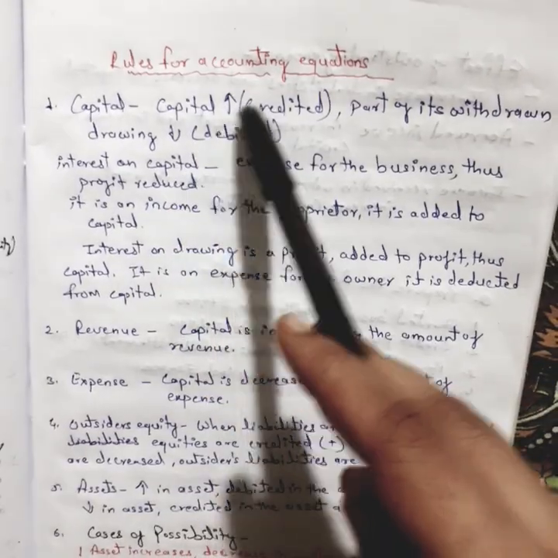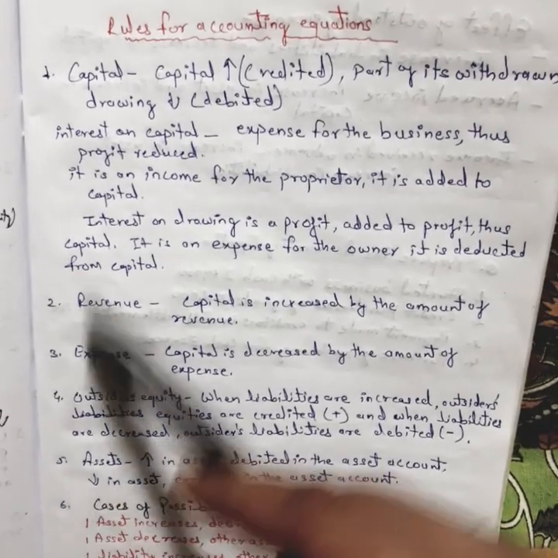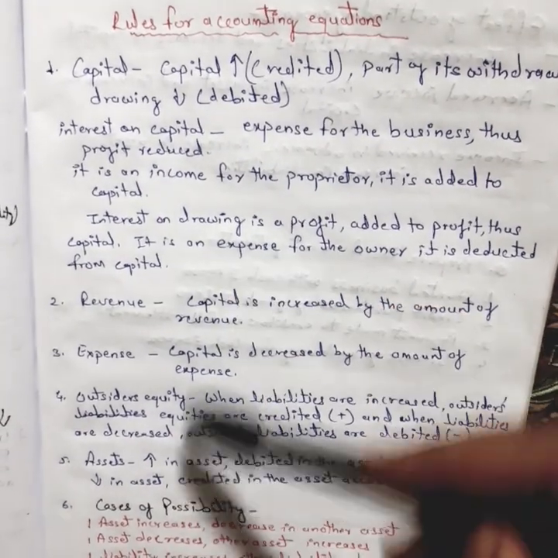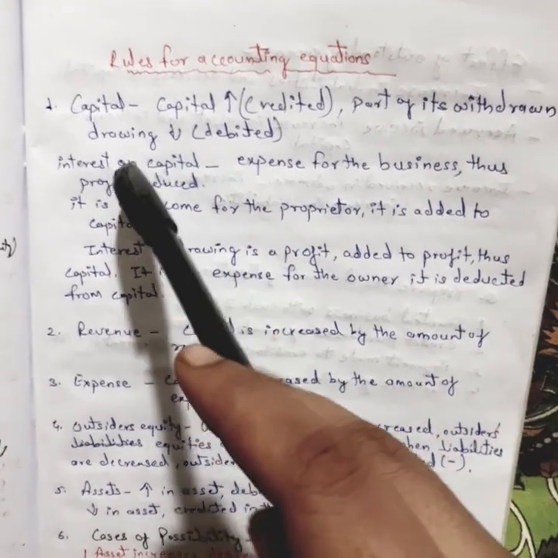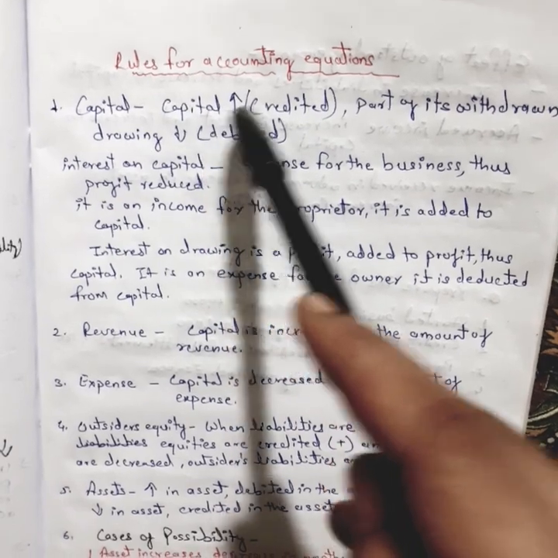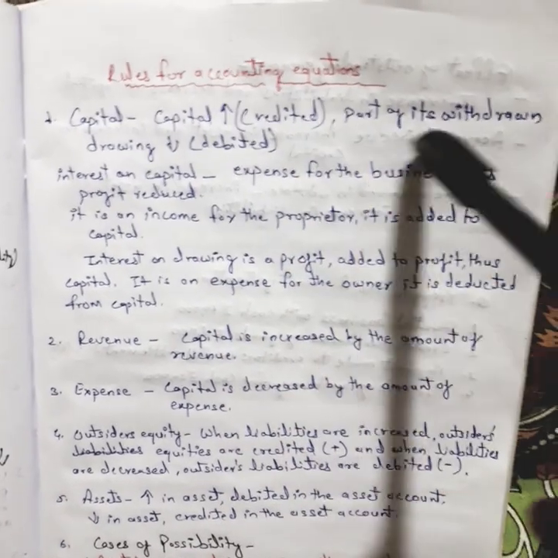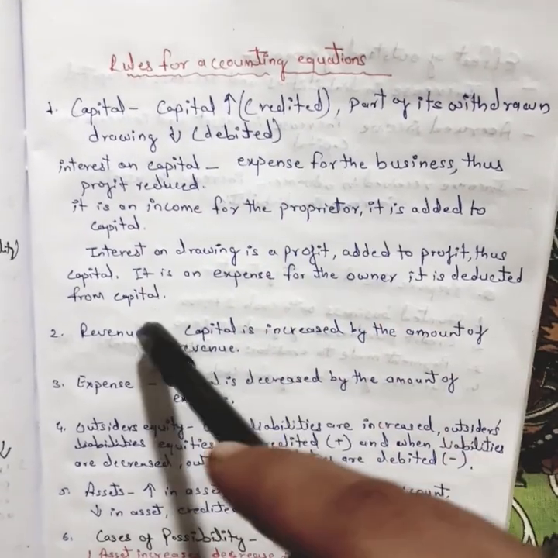Let's look into the rules for accounting equations. Certain points are given, which I have taken out. This will help you as a rule which you have to follow while solving the questions. Like in the first point, you can see here capital. If capital increases, it will be credited. If a part of it is withdrawn, then it's a drawing, hence capital is debited.